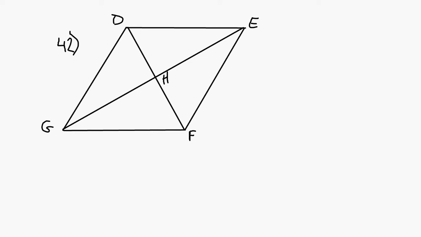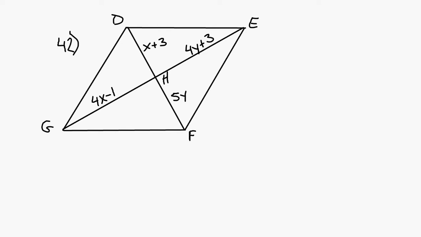In this case, you're told that the shape is a parallelogram. D to H is x plus 3. HF is 5y. GH is 4x minus 1. H to E is 4y plus 3. Find the value of x and y. Diagram is not to scale.